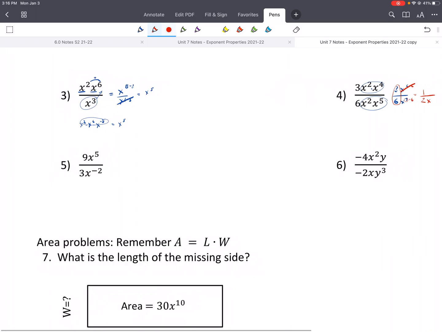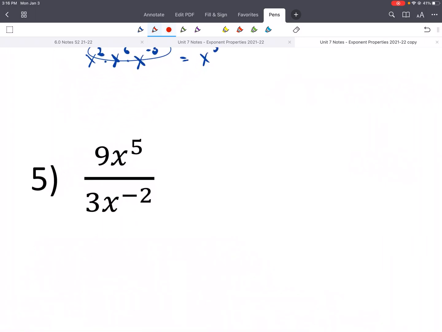All right, here are just 2 more examples. Pause and give those a try if you can. So that can be simplified. 9 over 3 is just 3, right? And then again, we'll take our bigger and we'll subtract the smaller. So subtract a -2, which will end up giving us a +2, plus 2. So that would give us x to the 7th, okay?